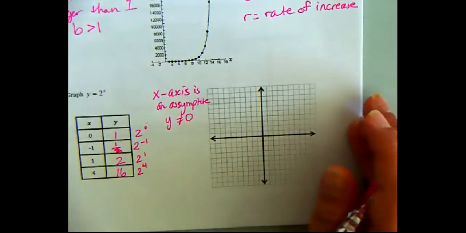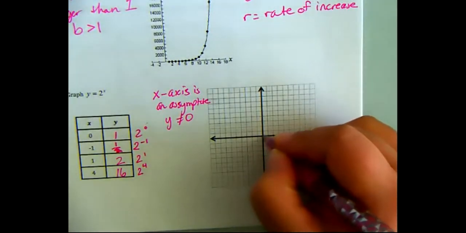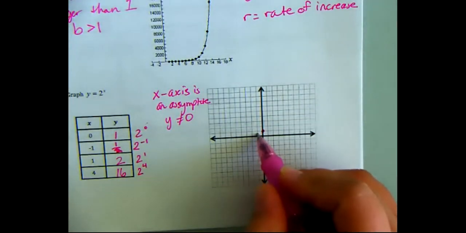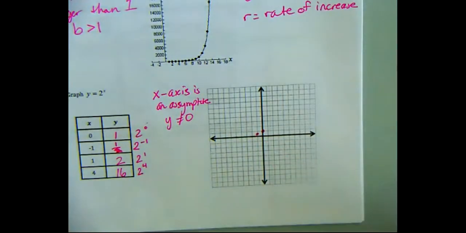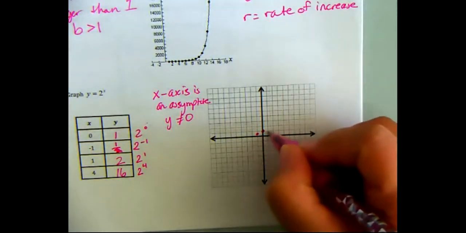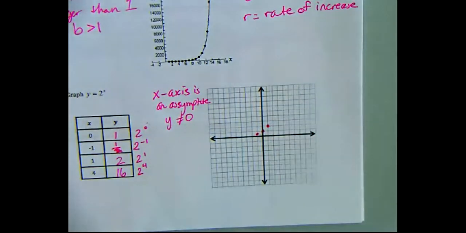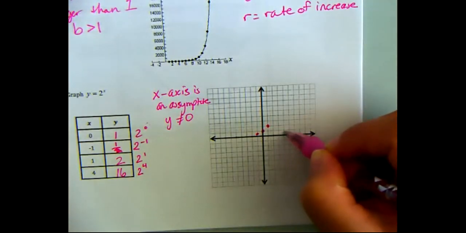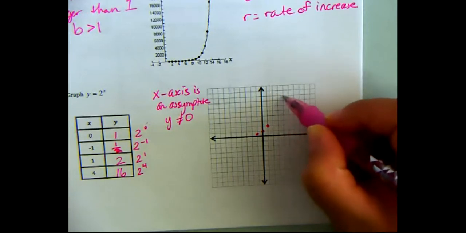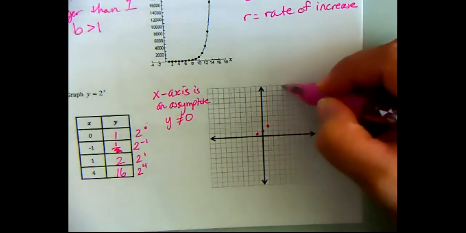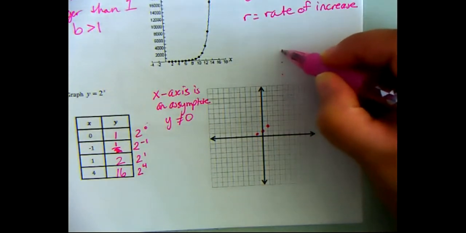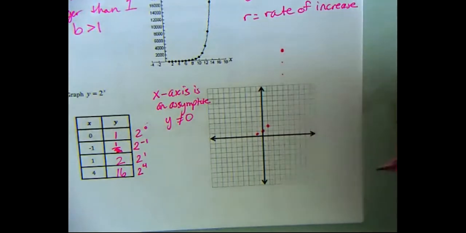So in this situation, we have 0, 1, and then I have negative 1, 1/2. So I'm going to put that there. And then I have 1 and 2, put that there. And then I have 4 and 16. So 2, 4, 6, 8, 10. I'm just going to keep moving up with the spacing. 10, 12, 14, 16. Right about there.